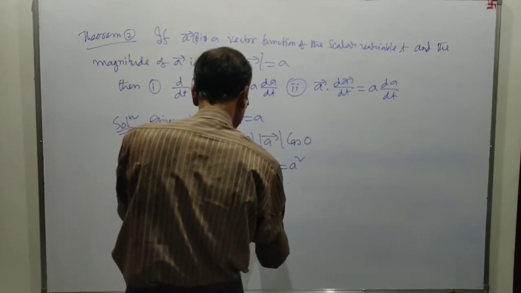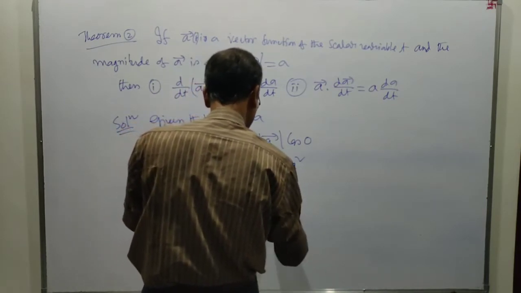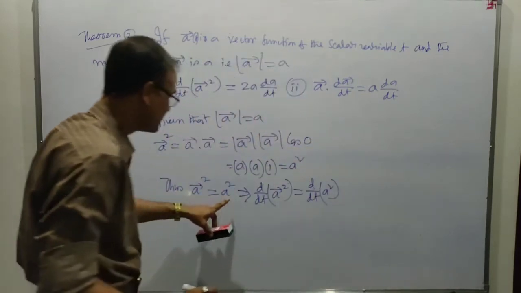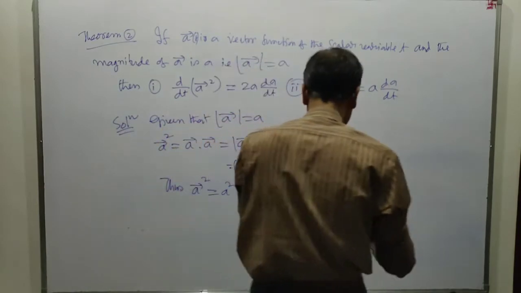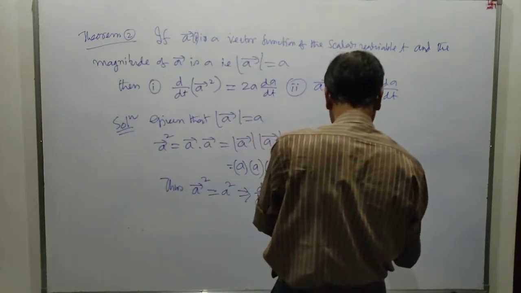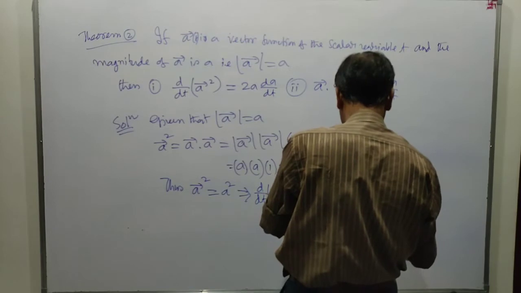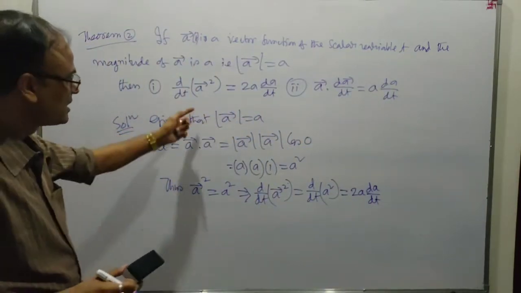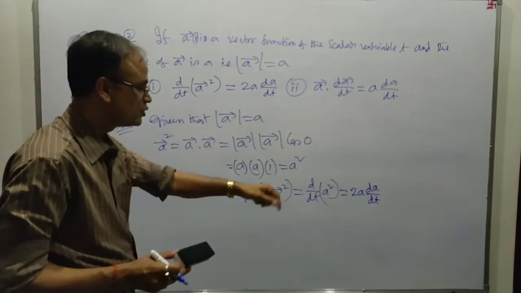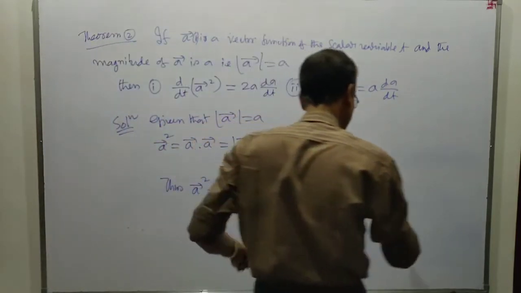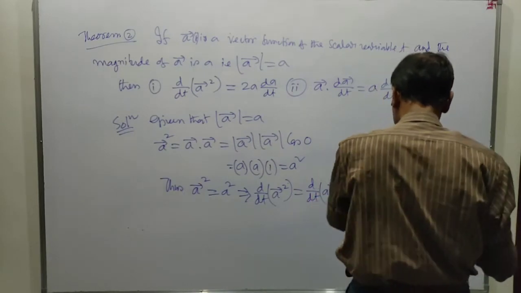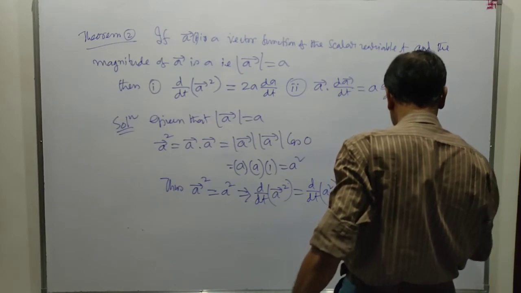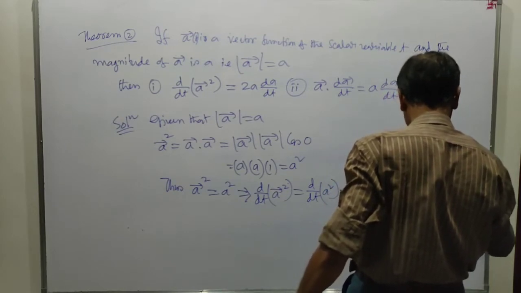This means d dt of A vector square can be written as d dt of a square. What is this? Since a square is constant, therefore you may write twice a dA dt. Therefore, d dt of A vector square is equal to twice a dA dt. Proved. Thus, d dt of A vector square is equal to twice a dA dt.